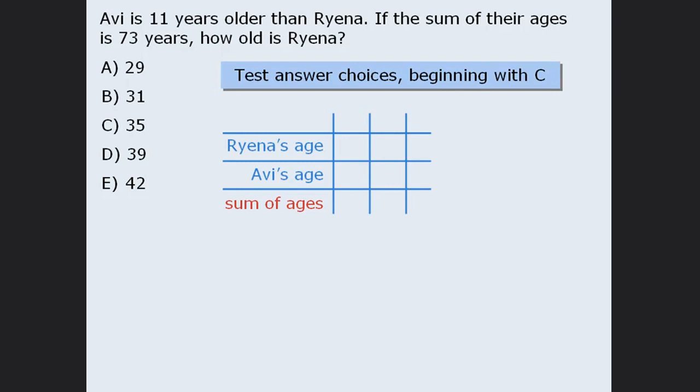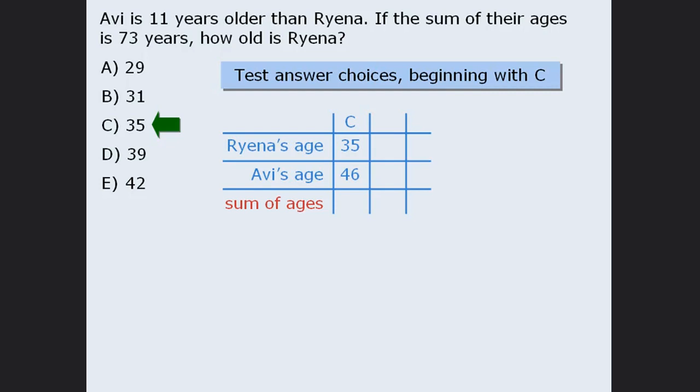We're going to use this table to keep track of our work. Now, answer choice C says that Raina is 35 years old. So let's add this to our table. Now, the question tells us that Avi is 11 years older than Raina. So if Raina is 35, then Avi must be 46 years old.